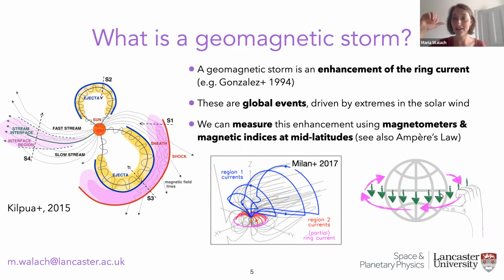You can use your right-hand rule to figure out that if you have a ring current going around the Earth, you will see southward deviations in your magnetic field perturbations, especially at the mid-latitude. And that's what we measure essentially, or that's what we look for in the measurements.